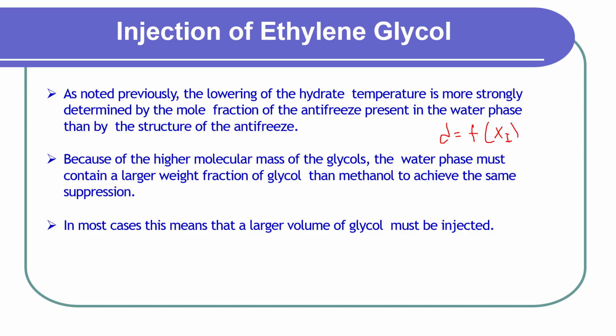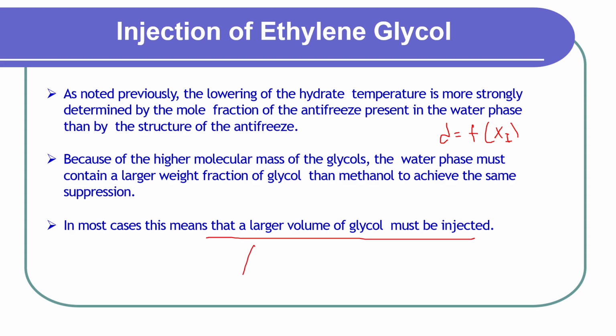So if I am having two scenarios, scenario A and scenario B, and I need the depression or the decrease in temperature in the two scenarios to be the same, I will require less methanol compared to glycol. So normally you will require large quantities of glycol in order to achieve the same value of the D compared to methanol.